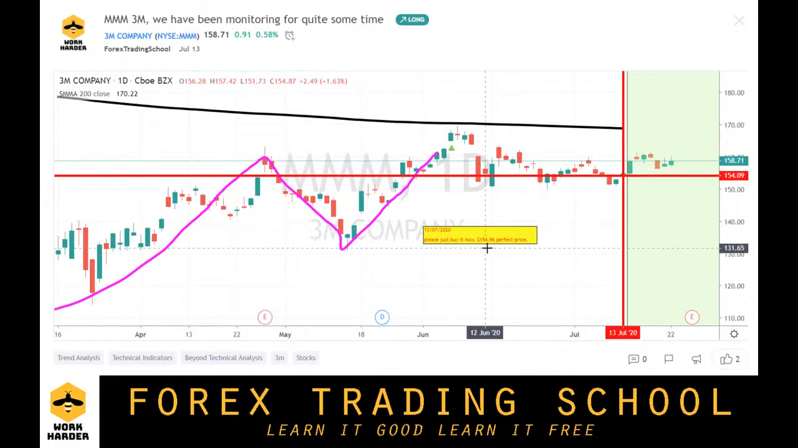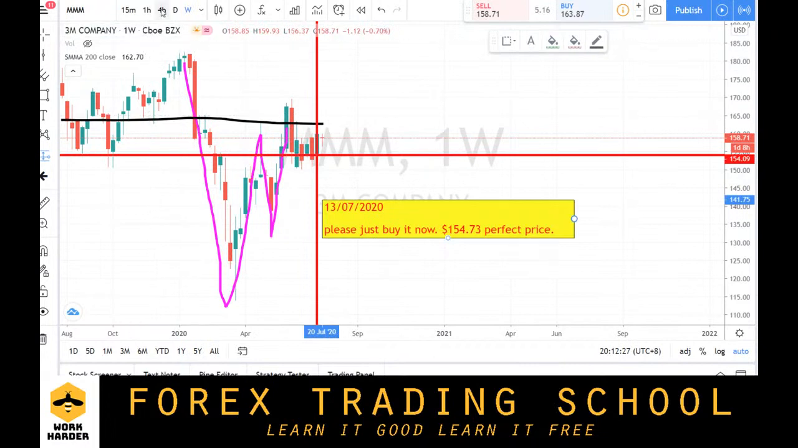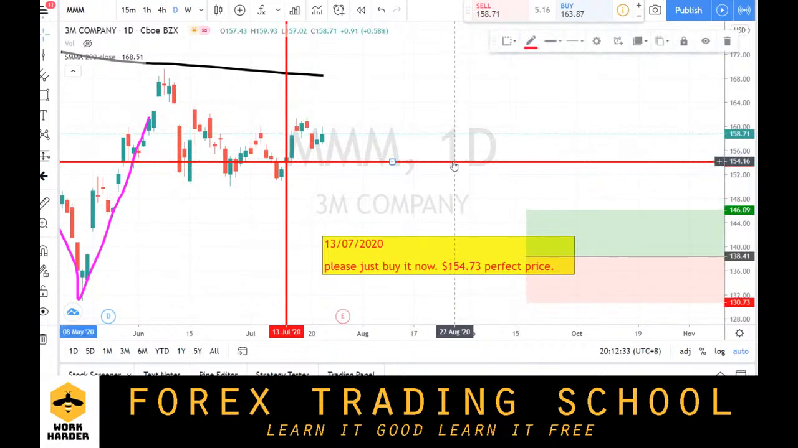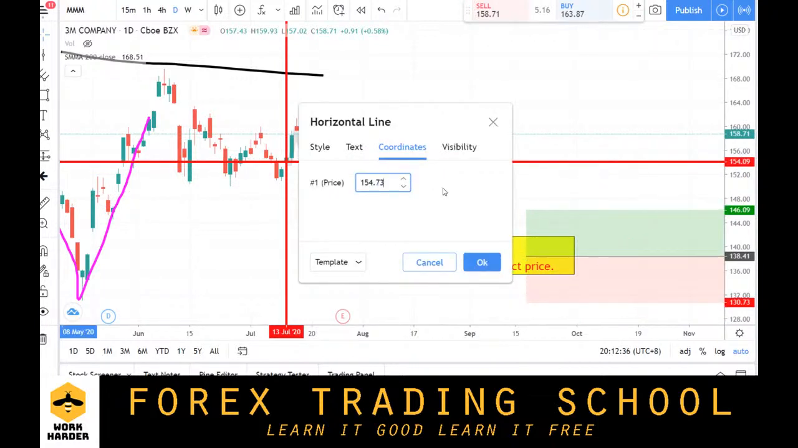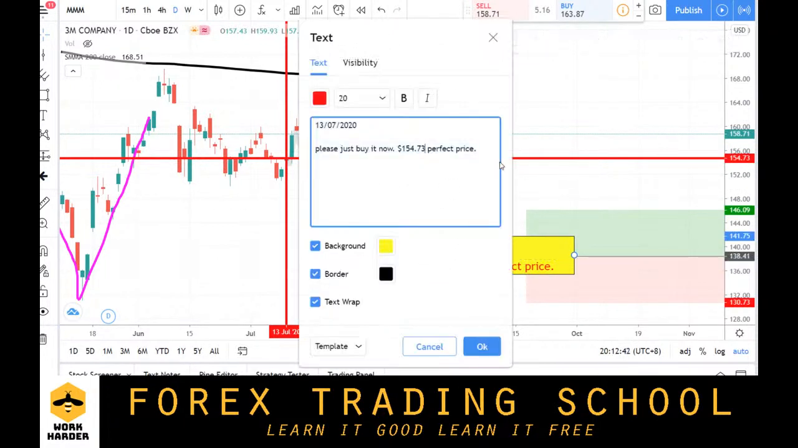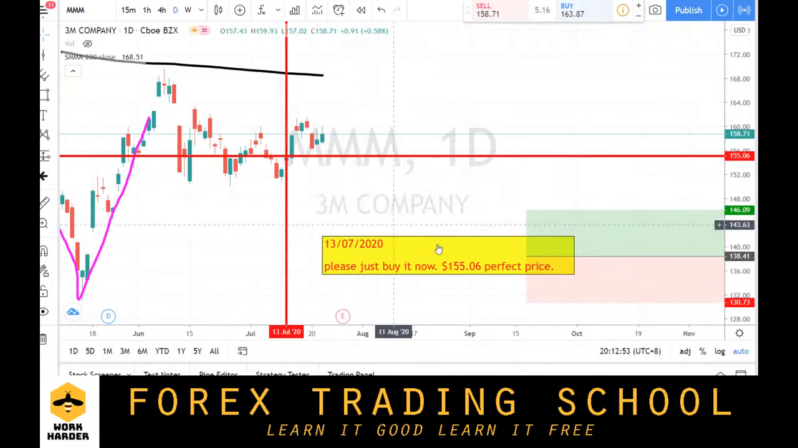I said to enter at 154.96. I didn't get in at this price. I got in at this price. I did a market entry, so I just clicked buy, and I bought at 155.06, and I'm in. So today, reviewing our trade, 154.73. This is wrong. Okay, am I right? Let me see. No. My average open is not this price. 155.06. Got it at 155.06. So this was our entry point.